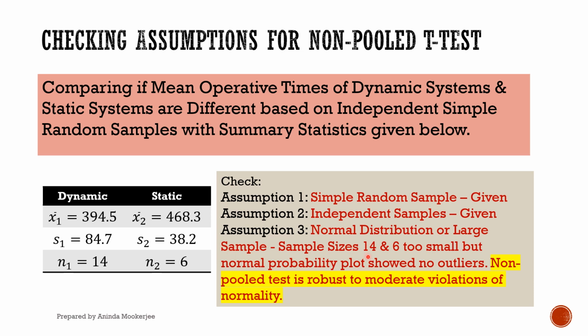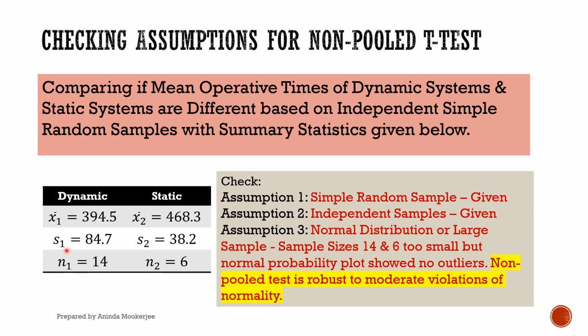It says here for assumption 3, normal distribution or large sample. So even though the sample sizes are too small, the normal probability plot showed no outliers. That must have been given in the wording of the question. And the non-pool test is robust to moderate violations of normality. We can use the non-pool test because it can be used for moderate violations of normality. That is kind of a fact, so just know that.